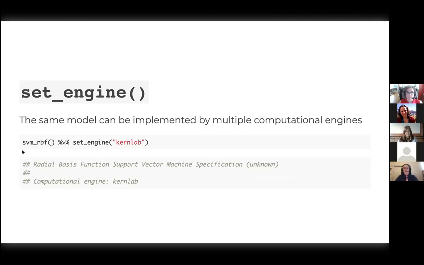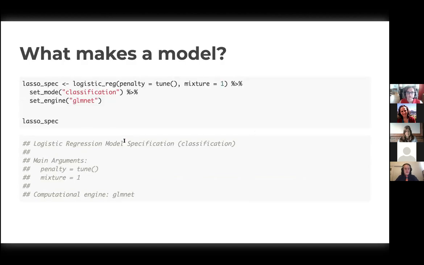We also need to set an engine. So in the case of our support vector machine, we have different packages that will perform these calculations. And we need to say upfront, who do you want to do these calculations? So here we have kernlab as one of the ways to do it. And we also have liquidSVM, which is another back-end engine to do this.